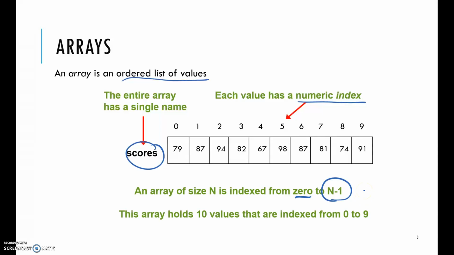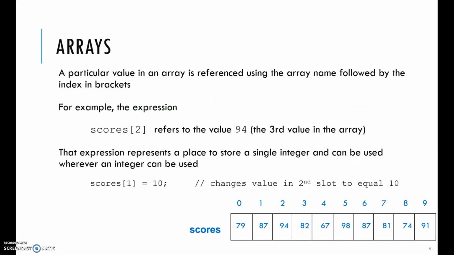In this example we're looking at, the array is called scores, and scores has 10 integers, and those integers are indexed from index 0 all the way through index 9. Now, whenever we refer to an array value, we refer to it by using the array name followed by the index in brackets, these square brackets here.